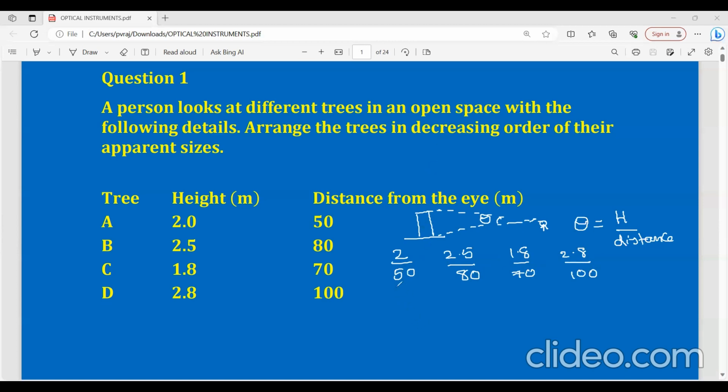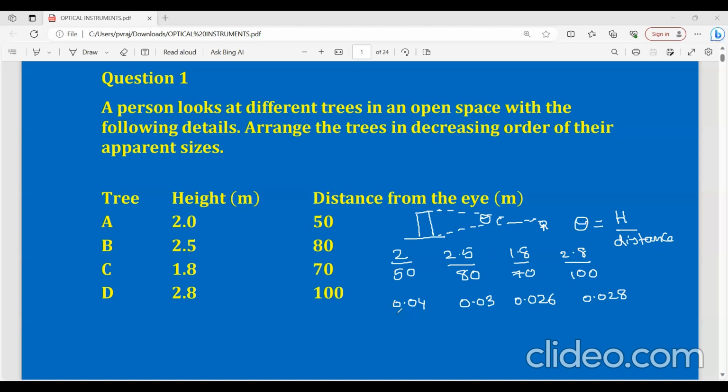Just see here the values. 2 by 50 in the sense 0.04, 2.5 by 80. That means 25 by 800, it will be 1 by 32. That will be nearly 0.03. And 1.8 by 70, it is 0.025 something, nearly 0.026. And this one directly you can write 0.028. You have to write in decreasing order only.